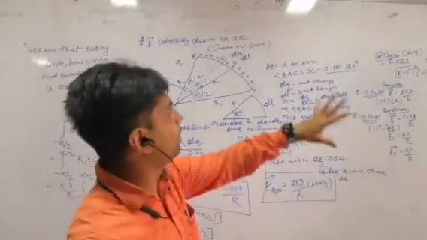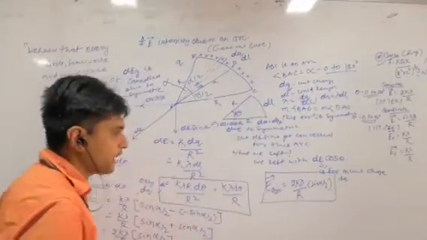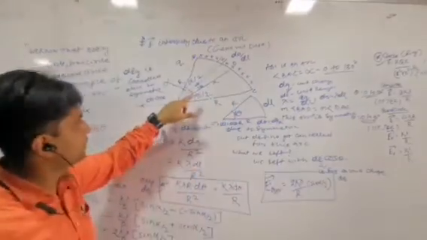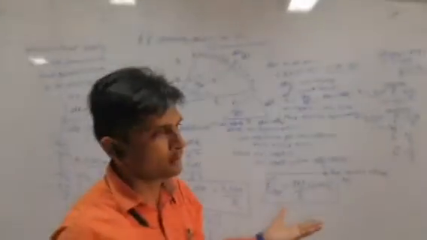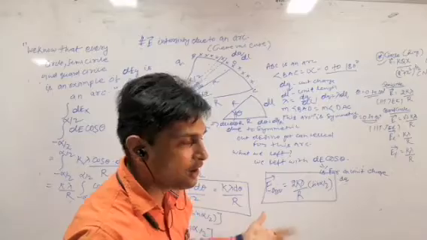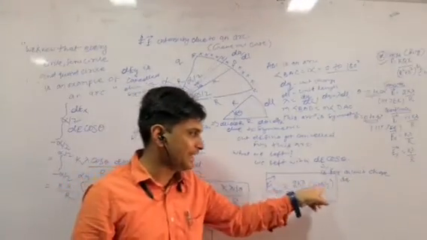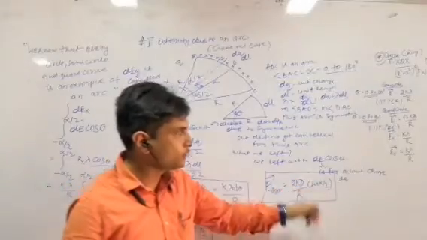So this is the whole thing. We got intensity due to an arc. Okay, so we don't know the alpha value here. We don't know this angle. If we know this angle, we can easily calculate. Is that a semicircle or a quarter circle? If we know this angle, we can easily find out whether it is a semicircle or quarter circle.